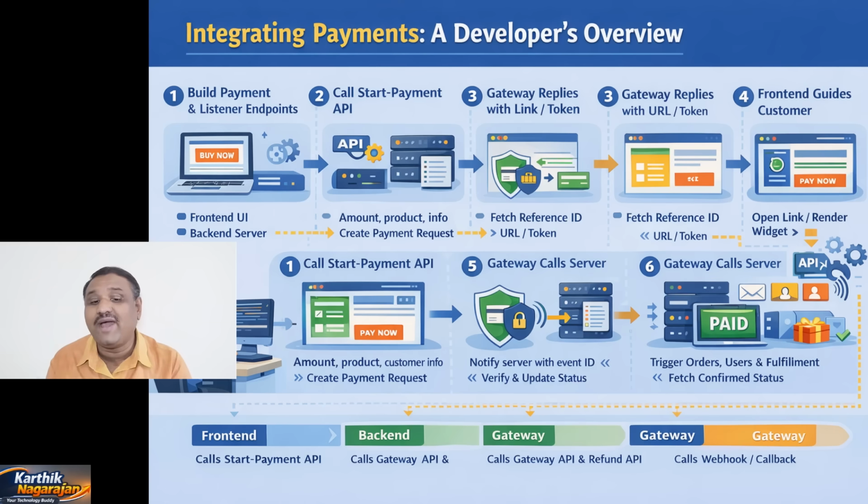The gateway responds back to the backend with the gateway payment reference and either a checkout link for the redirect based payments or a token or secret for embedded payments. And the backend saves those gateway IDs into the local payment record.